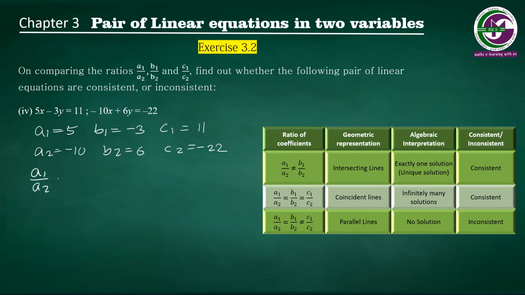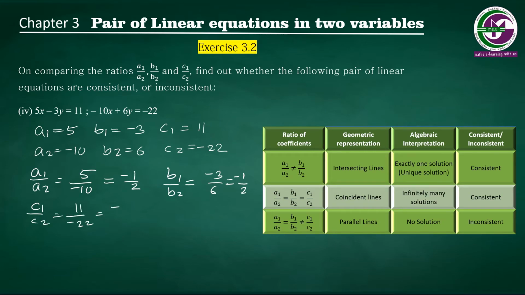Now find the ratio. a1 by a2 equals 5 divided by negative 10. 5 and 10, 5 is a common factor, so you can divide the numerator and denominator by 5. So you'll get negative 1 by 2. Now b1 by b2 is equal to negative 3 divided by 6. Here also negative 1 by 2. Since a1 by a2 equals b1 by b2, we need to find c1 by c2. c1 by c2 equals 11 divided by negative 22. Here also it is negative 1 by 2.